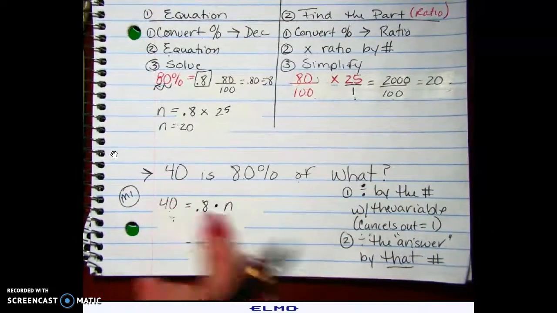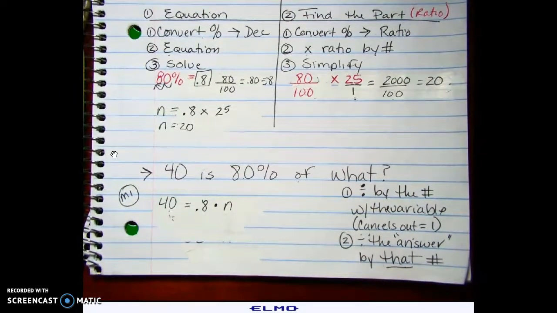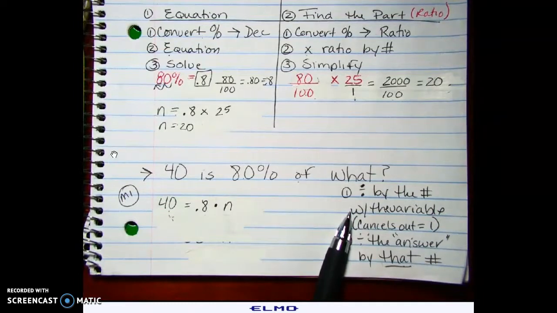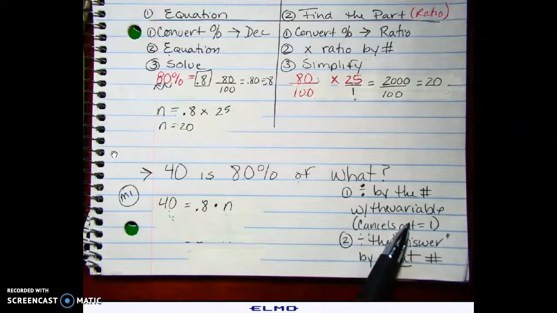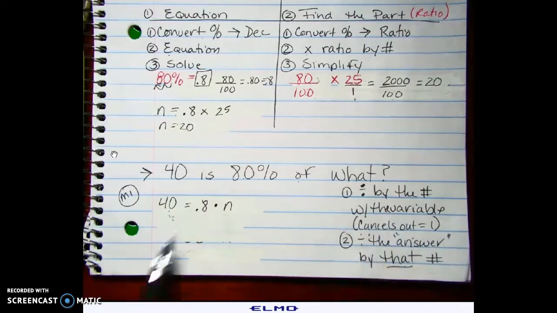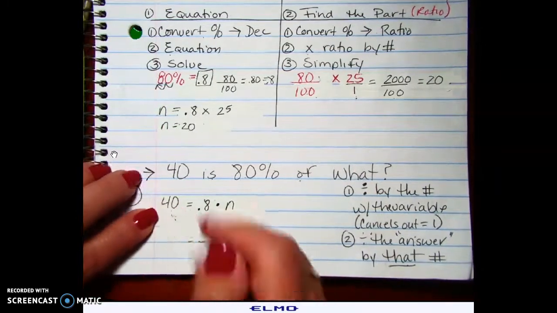Well, now, how in the world can I solve? I could guess and check. Might take me a while, though. But here's the trick. The first thing is I divide by the number with the variable. It cancels out and equals 1. What do I mean by that? Okay, so here's the number. Here's the variable. It's on one side of the equal sign.